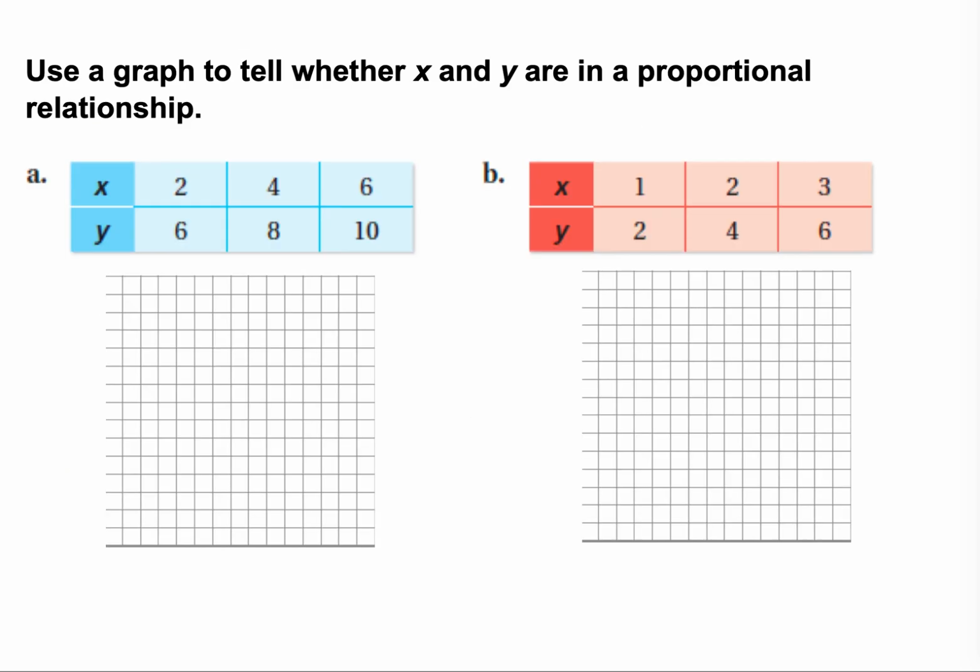All right, so let's look at some problems here. First one says, use a graph to tell whether X and Y are in a proportional relationship. So we have tables here that we can use to help us with a proportional relationship, but they're asking us to use a graph, which means they want us to actually graph and see, is it a straight line through 0, 0.